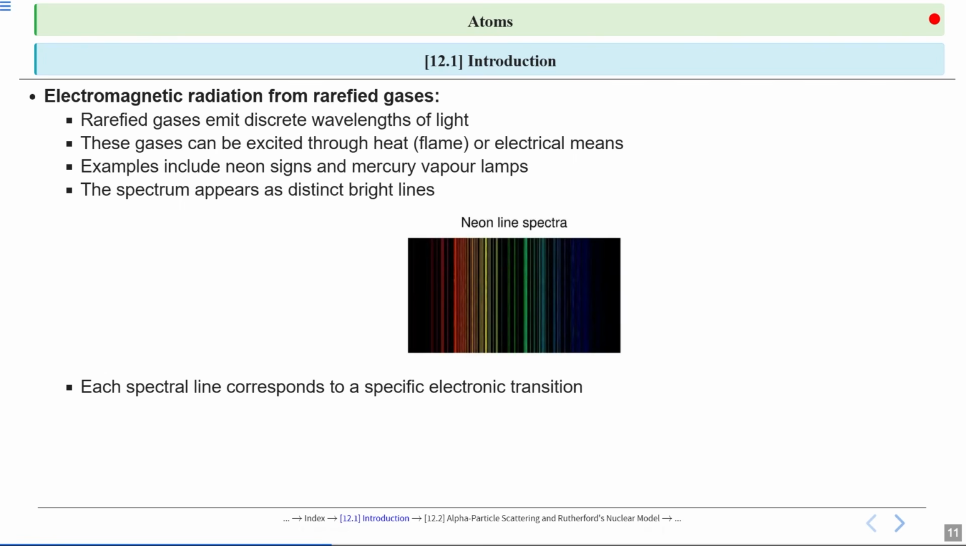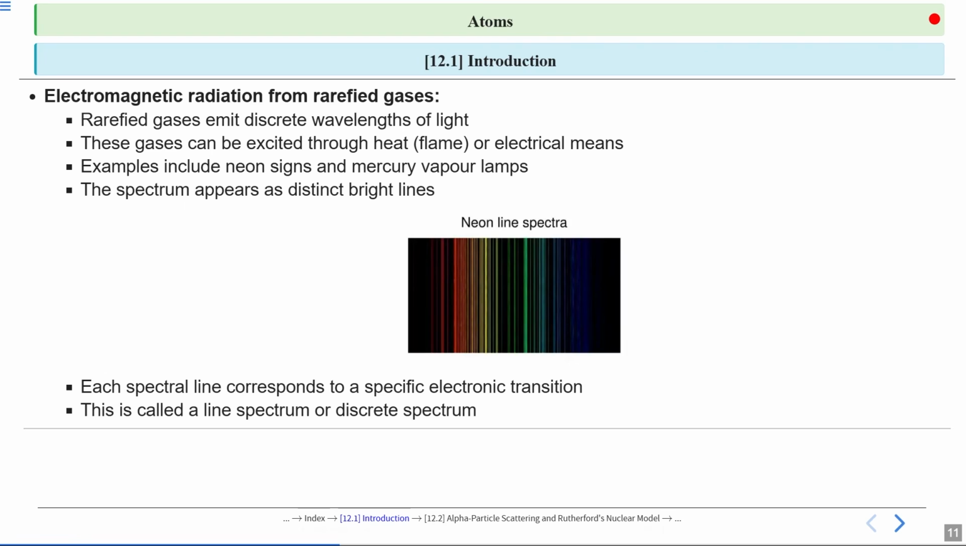Each of these spectral lines corresponds to a specific electronic transition within the atom. This means that when an electron jumps from a higher energy state to a lower one, it releases energy as light at a particular wavelength. The position of each line tells us about the energy difference between those levels. This pattern of separate distinct lines is called a line spectrum or discrete spectrum. It's a key fingerprint for each element, helping scientists identify what elements are present in a sample.